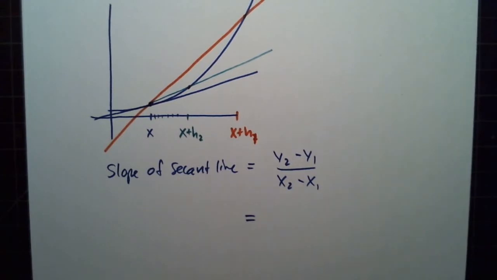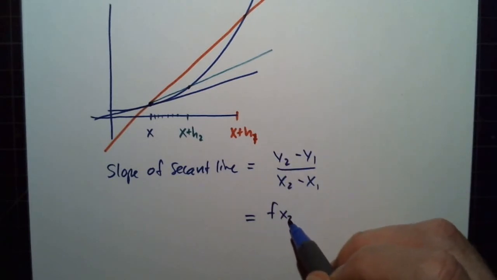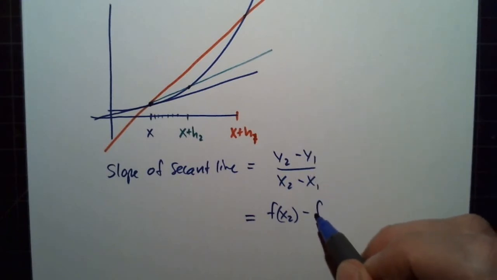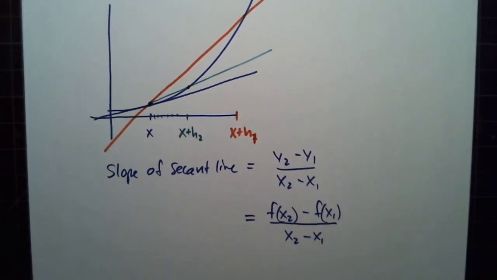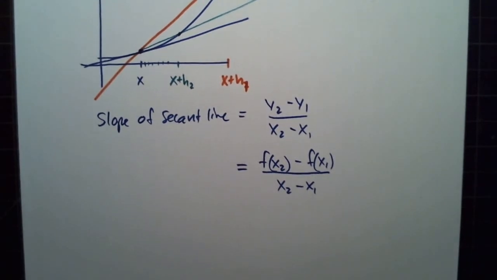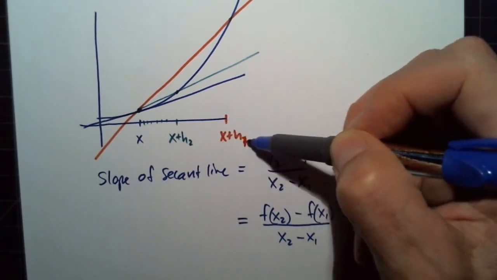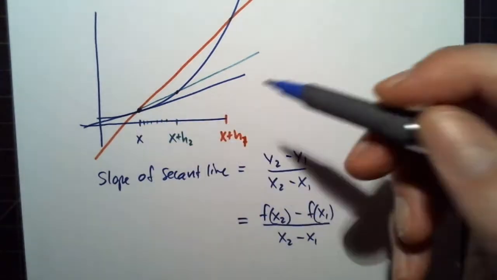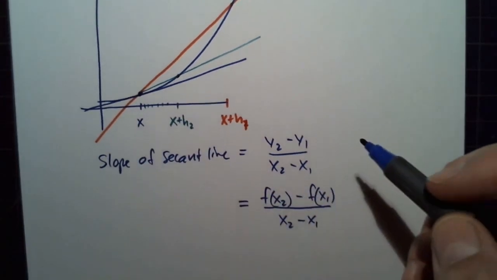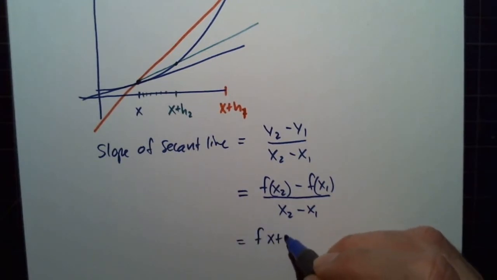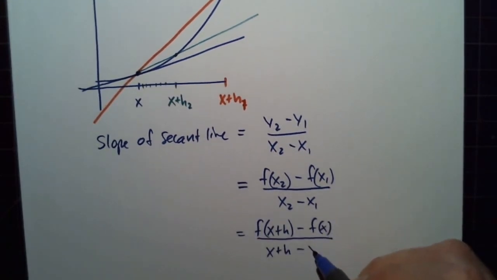So we could rewrite, instead of writing a y, we could call that f of x2. Instead of writing a y here, we write f of x1. And in the graph that we looked at, our x2 is going to be x plus h. So here's x2 and there's x1. We're going to do f of x plus h minus f of x, and then x plus h minus x.